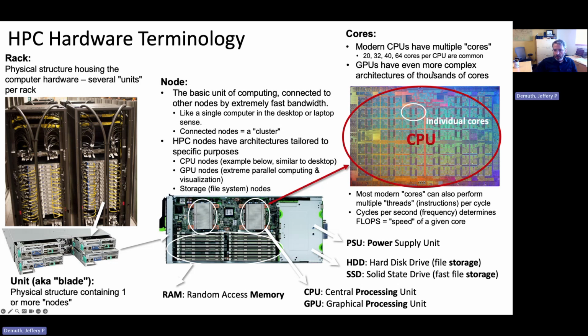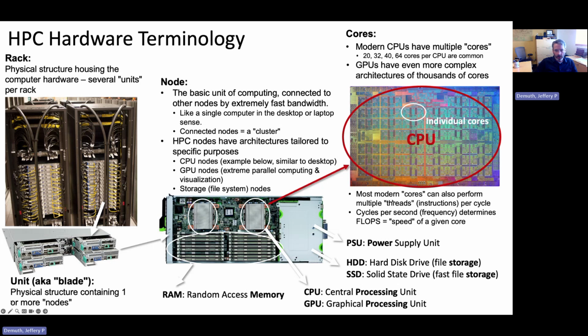Like I said a minute ago, GPUs have more complex architectures. If this has 30 cores, a GPU architecture could have thousands of cores. On the next page, when we talk about Bridges specific nodes, I'll just give you an idea for what I mean by that.